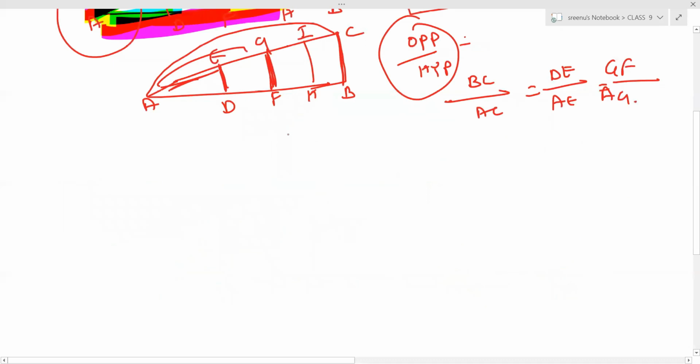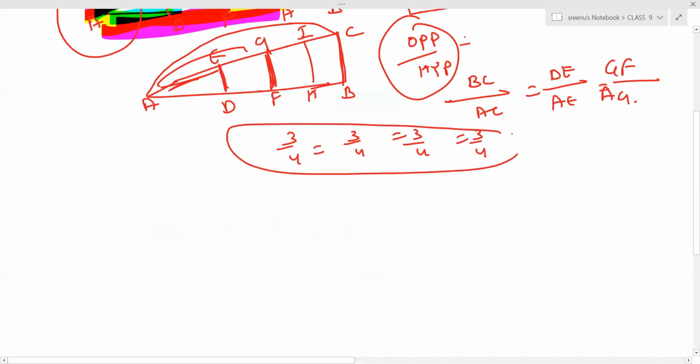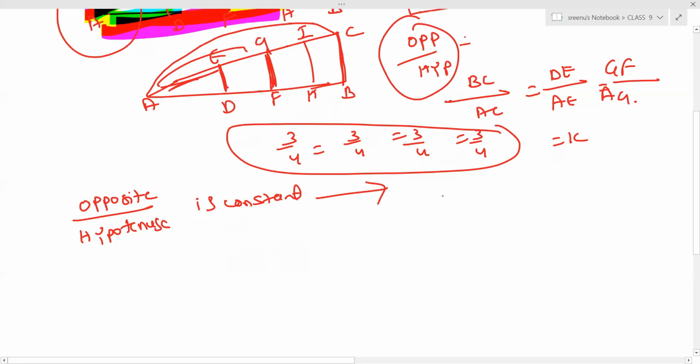Same ratio means maybe like 3 by 4, 3 by 4, 3 by 4, like this we will get. That means the ratio is constant. What ratio is constant? The ratio of opposite side and hypotenuse is constant in all the similar triangles. So this constant ratio, we are giving the name sine theta. That's all.